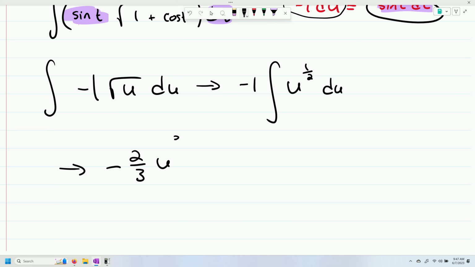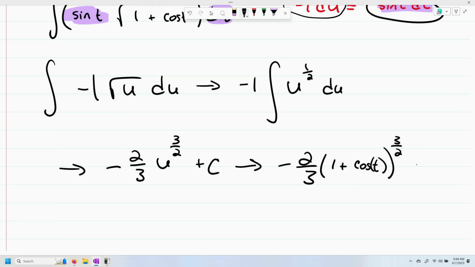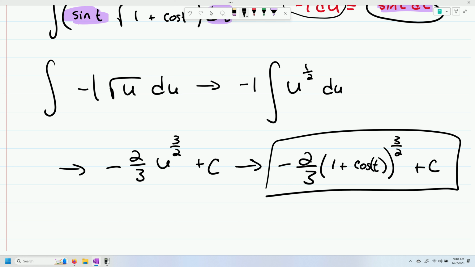-2/3 u to the 3/2 plus c. And finally, wherever I see the letter u, I'm going to replace it with my original function, 1 plus cosine of t, all raised to the 3/2 plus c. And there's our answer there.